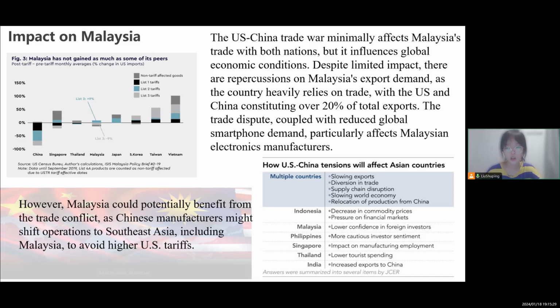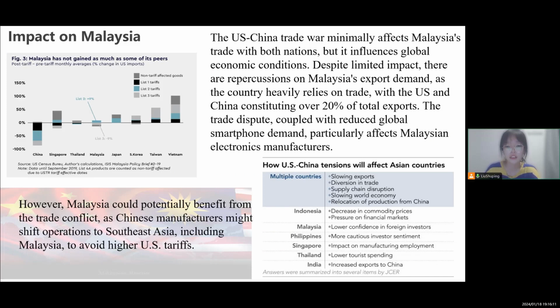The trade dispute coupled with reduced global smartphone demand particularly affects Malaysia's electronic manufacturers. But Malaysia has also been seen as one of the countries that could benefit from the trade conflict between the world's two largest economies. This is because Chinese manufacturers may be able to avoid higher US tariffs by shifting some of their operations to Southeast Asia, such as Malaysia.